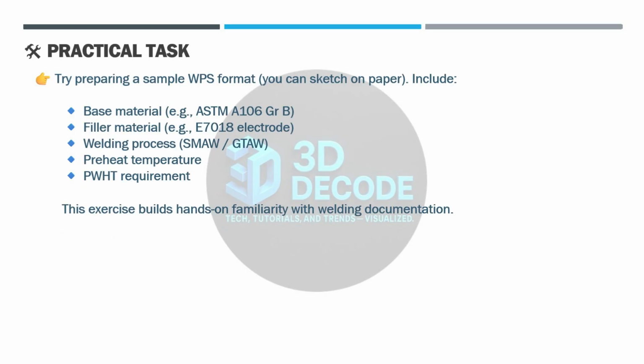Practical task. Now for a small practical exercise, try preparing a sample WPS format. Include base material, e.g. ASTM A106 Gr B, filler material, e.g. E7018 electrode, welding process, SMAW or GTAW, preheat temperature, PWHT requirement. This exercise will give you hands-on familiarity with welding documentation.